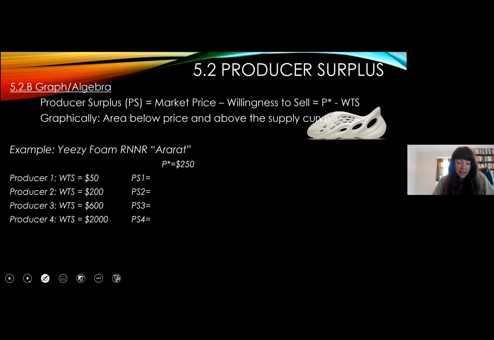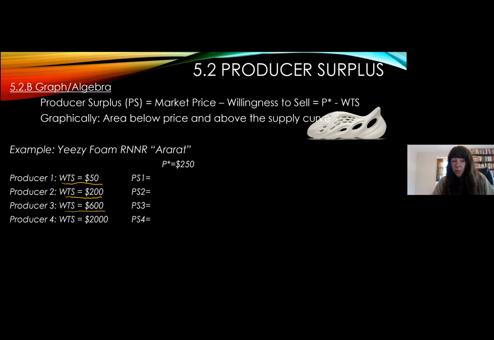And then the next seller is willing to sell for a little bit more. They have a little bit higher cost. Maybe they really love the shoe, but they need the money for rent. So their willingness to sell is relatively low, but not as low as the first one. Maybe the third producer is willing to sell it for quite a bit more. They love the shoe, but their feet grew. Maybe they just had a baby and their feet stretched out.